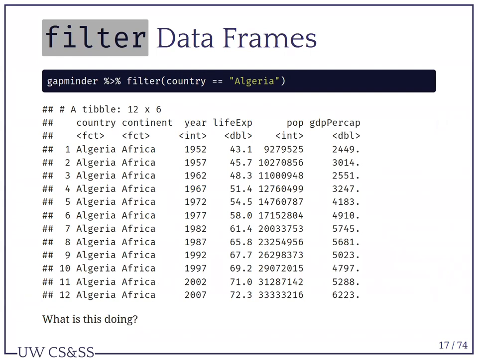This is useful for us, especially as we approach our homework two, if we want to filter data frames. So here what happens is I say, I have the gapminder data and then filter country equals equals Algeria. So what is this doing? Do we have a good guess? Our table has gone from 1704 rows to just 12 here.